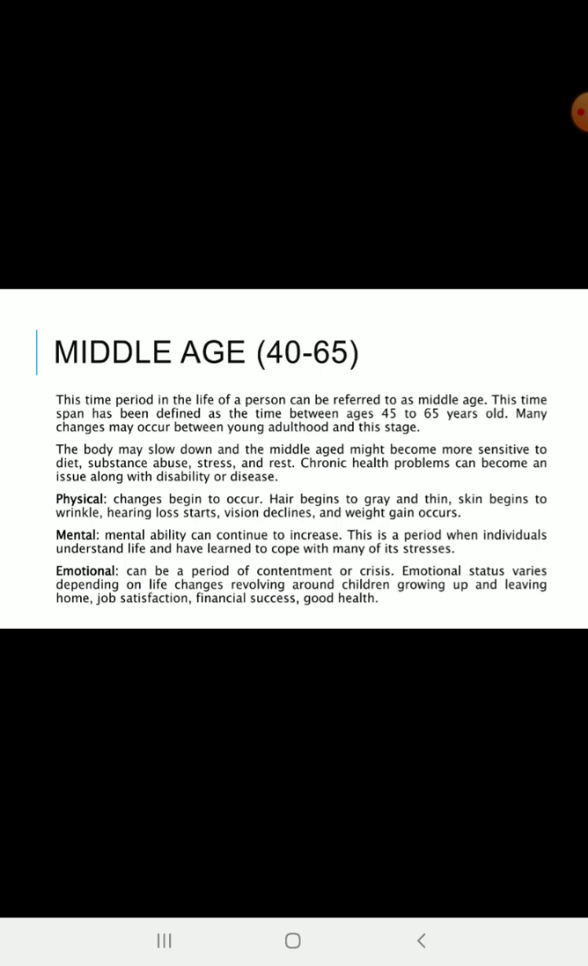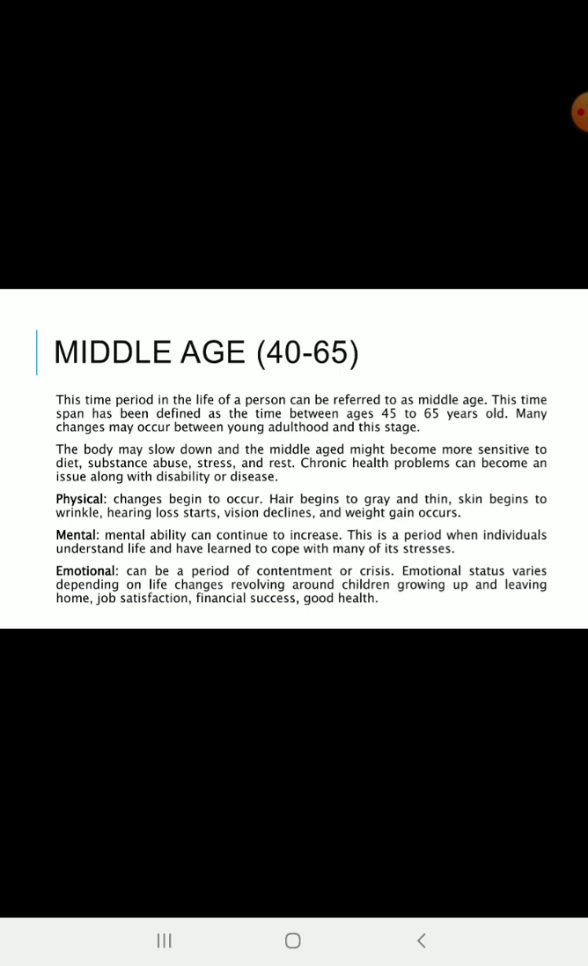Middle age, 40 to 65 years. This time span has been defined as the time between ages 45 to 65 years old. Many changes may occur between young adulthood and this stage. The body may slow down, and the middle aged might become more sensitive to diet, substance abuse, stress and rest. Chronic health problems can become an issue along with disabilities or diseases. Physical changes occur: hair begins to grey and thin, skin begins to wrinkle, hearing loss starts, vision declines and weight gain occurs. Mental ability can continue to increase.